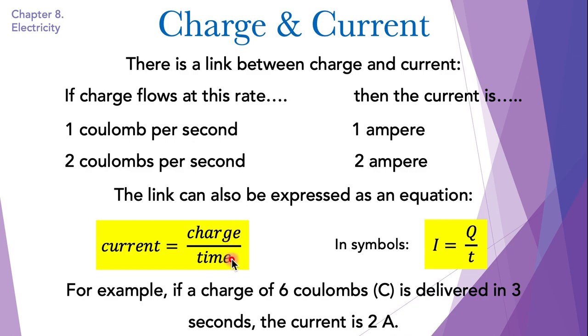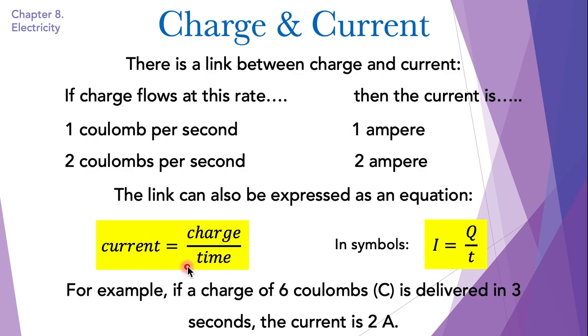In the same way, if we would want to find current, we would simply hide the current under our finger and what we get is charge divided by time. And if we want charge, we will simply get current multiplying by time. So this is how we rearrange this equation to get any of these values.